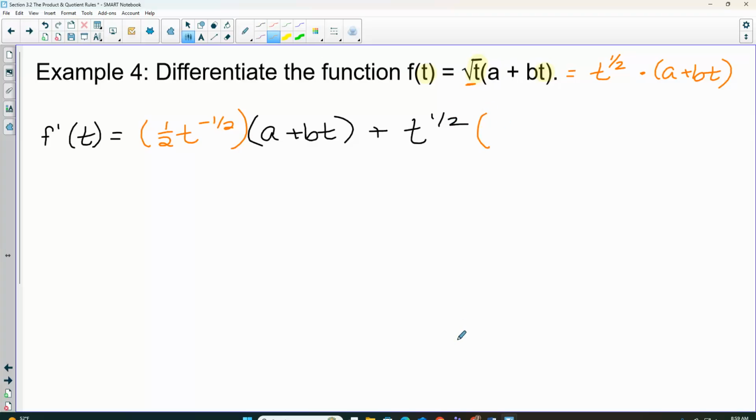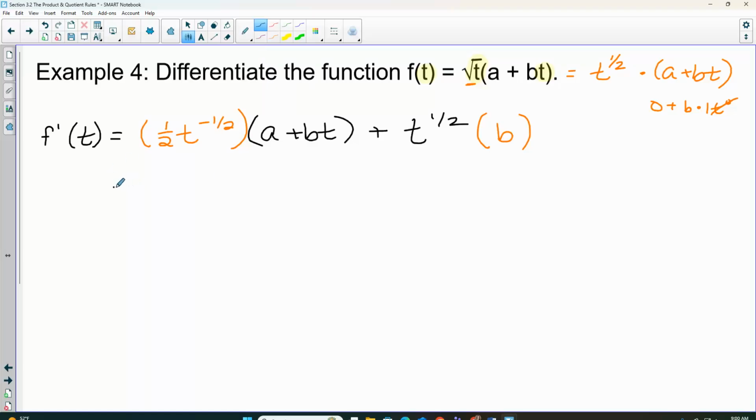plus the first, t to the 1/2, times derivative of the second. Okay, in this, t is the variable. A is a constant. What's the derivative of a constant? 0. So the a goes away, plus b times, what's the derivative of t? 1. So I just get b when I do that. Because a is constant, so its derivative is 0, plus b times, when I do my derivative of t to the 1 is 1, so that's what my b.